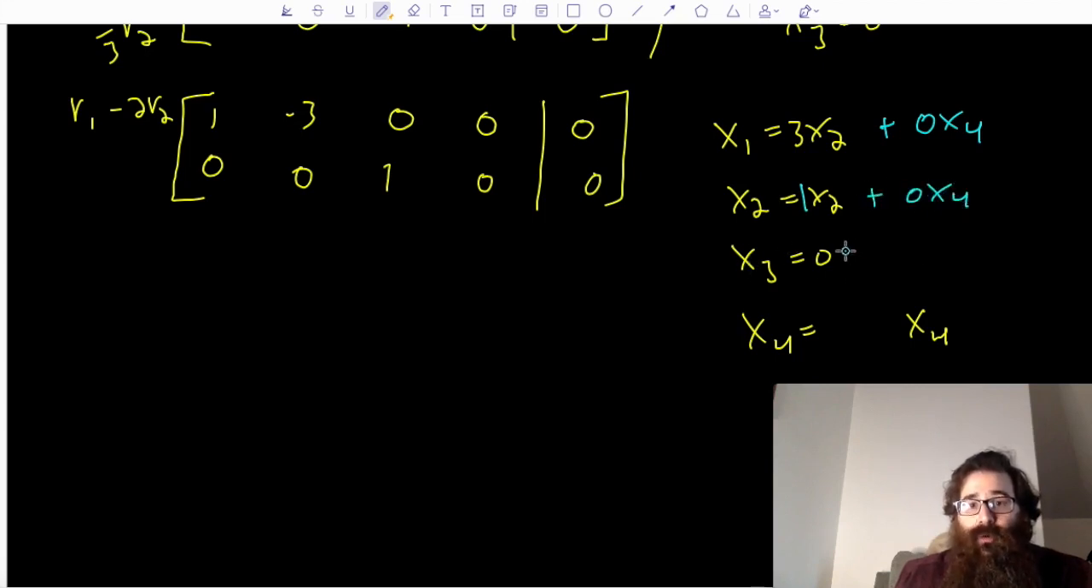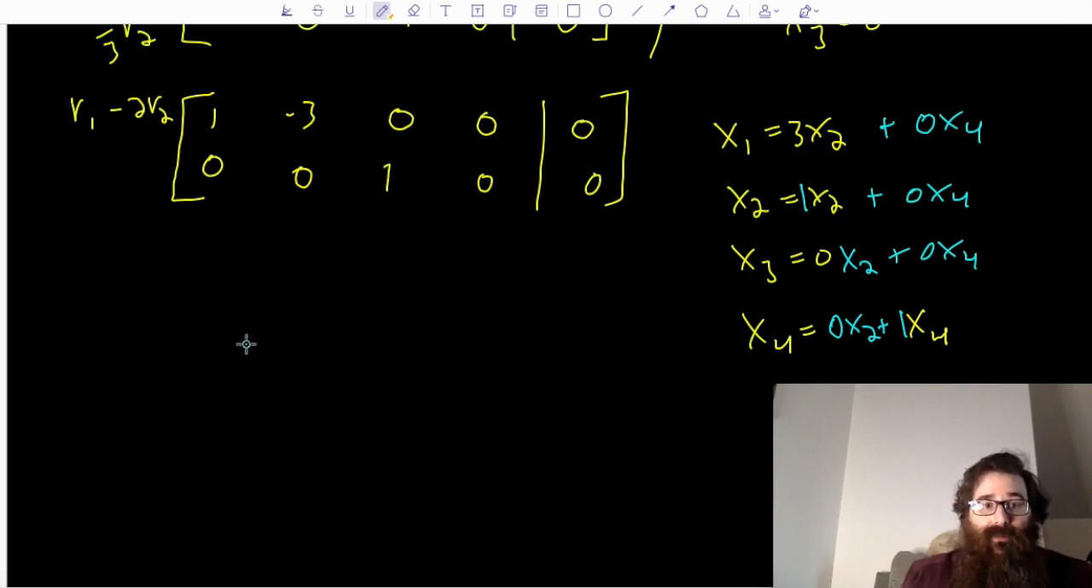X sub 3 is 0. Well, that's got to be a 0x sub 2 and a 0x sub 4, so that I don't disrupt that statement. And x sub 4 is itself, so that's a 1x sub 4, but if I want to include x sub 2, it's got to be a 0x sub 2. Now, the stuff that I've written in, it's not really changing what I'm saying, but it makes it easier to see how those vectors are going to decompose.